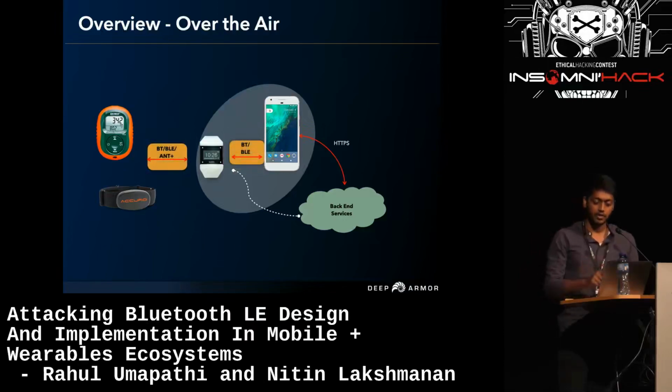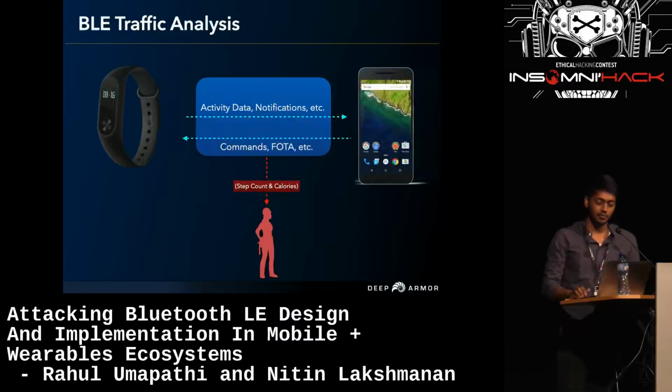So we are going to concentrate here on Bluetooth and BLE over the air. This is how we are going to do it. The MI band is connected to the phone, and as an attacker, with the help of a tool, we are going to sniff this Bluetooth traffic from the vicinity. If we are in the same vicinity as the device and the phone, we will be able to sniff the data.